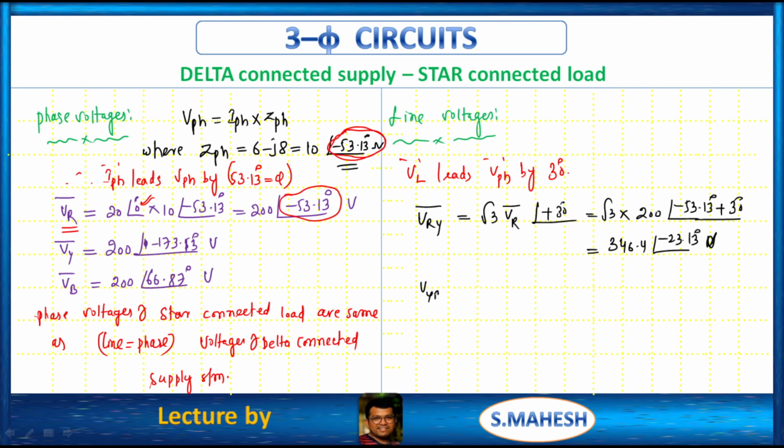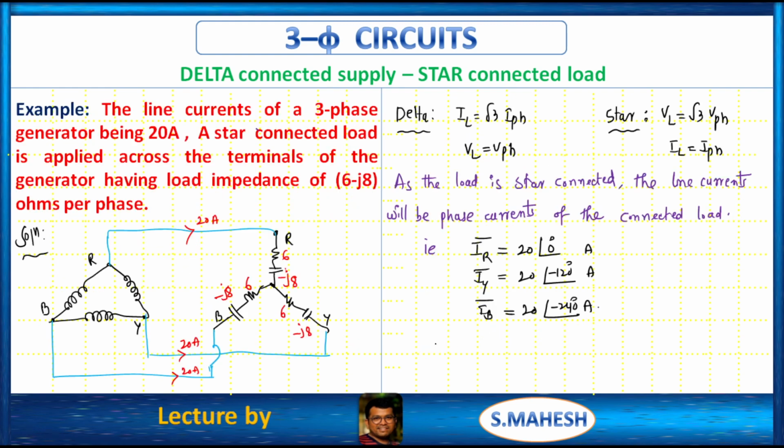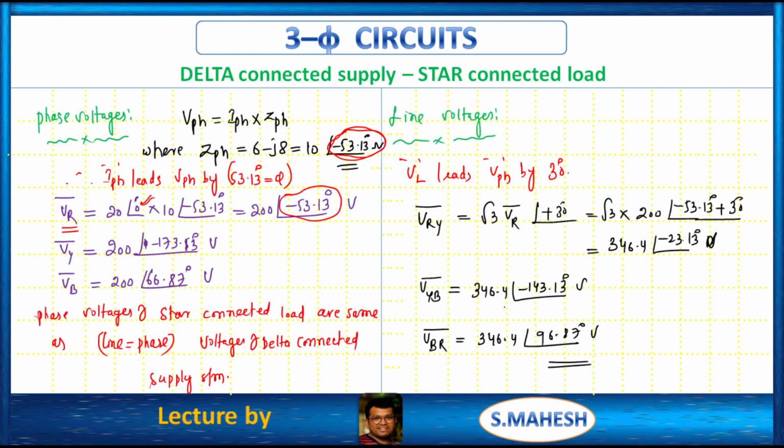Like that, VYB is equal to 346.4, just we have minus 143.13, that is minus 173.13 plus 30. Like that, VBR is equal to 346.4 at 66.87 plus 30, that is 96.87 volts. That's it. So we have phase voltages, line voltages, and phase currents, which are nothing but line currents.